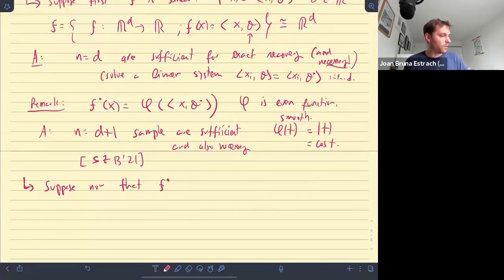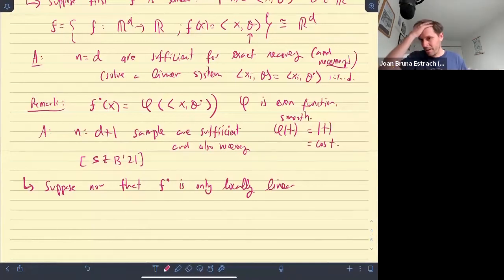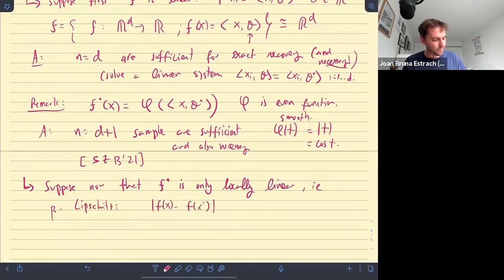f is only locally linear. So instead of asking it to be linear in the whole domain, just on a little neighborhood. What I mean by this, formally, is that it is beta-Lipschitz. So f of x minus f of x prime is controlled by x minus x prime. The metric doesn't really matter; just think that everything is in L2. It's Lipschitz with respect to the Euclidean distance.